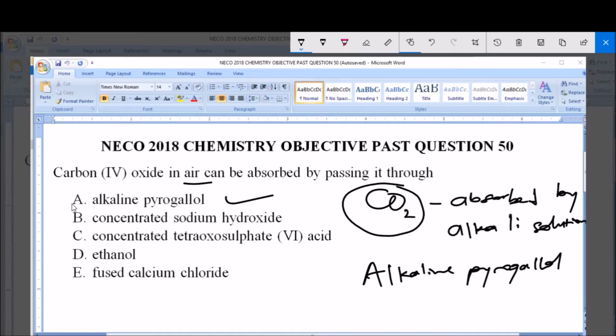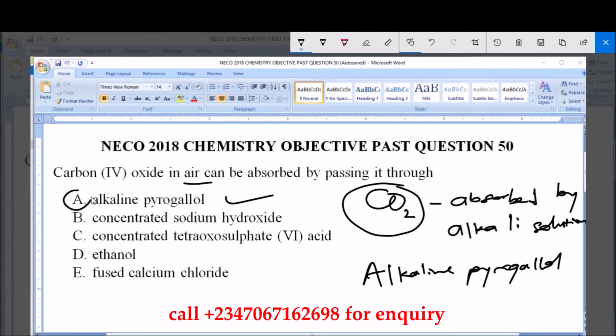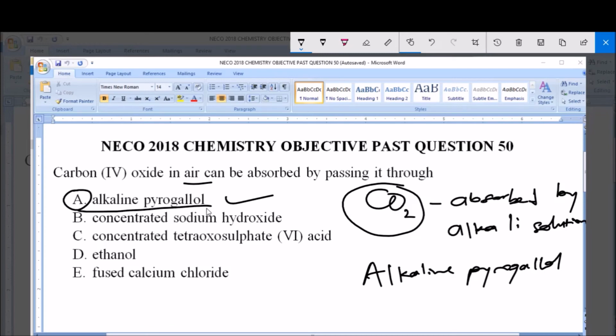When air is passed over alkaline pyrogallol, you can prepare nitrogen or oxygen from the atmosphere. Once it is passed through alkaline pyrogallol, the entire carbon(IV) oxide in the air will be trapped by this alkaline pyrogallol. So alkaline pyrogallol is more suitable for absorbing carbon(IV) oxide from the air.